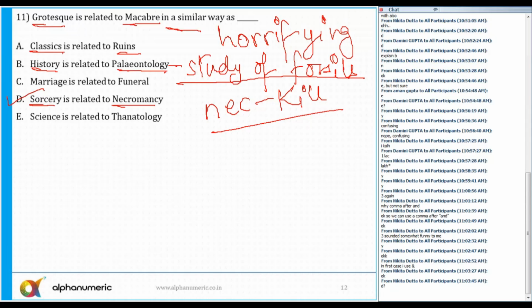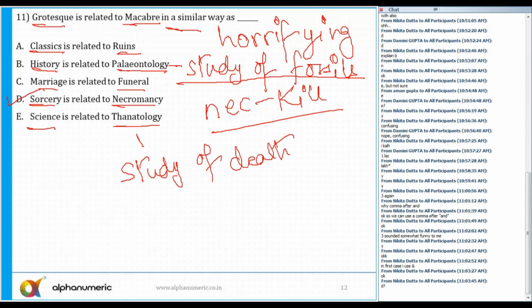We study events. Marriage and funeral are antonyms. Science is any branch of knowledge, and thanatology is study of death. So thanatology is one of the branches of science. So they are not synonyms. That is why answer for question number 11 is D. Is this all right? Is this clear for all of you?